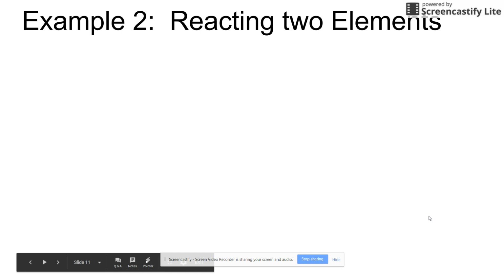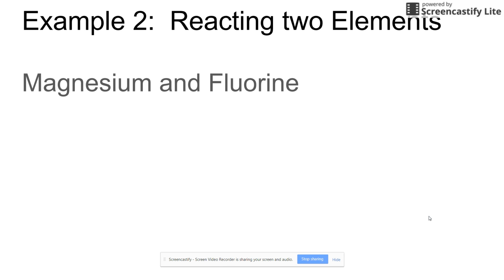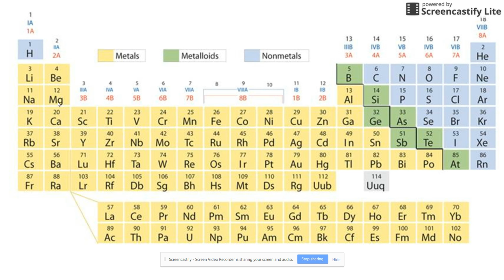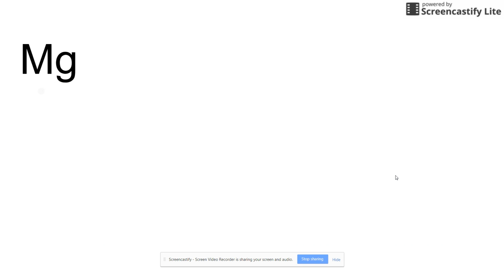One more example. Magnesium and fluorine. Again, you look at what group each of these is in. Magnesium is in group 2. That means it has two valence electrons. Fluorine is in group 17. That means it has seven valence electrons. So you represent magnesium with two dots, fluorine with seven.